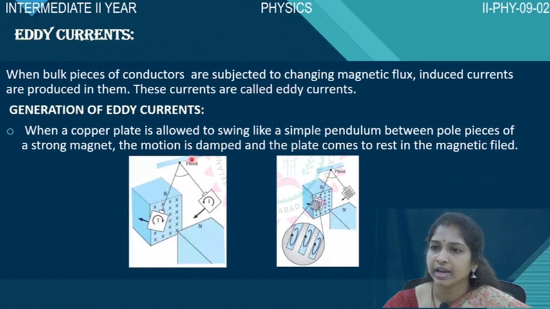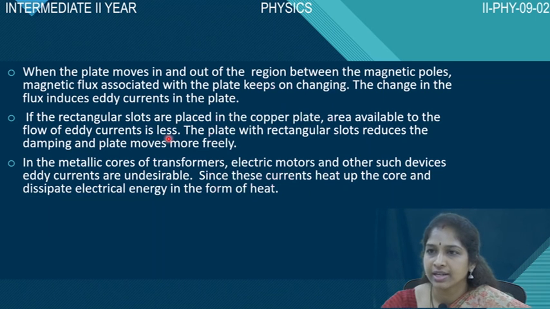In this case, the area is more, so more currents are generated, and they oppose the motion of this plate. But here the area is less, so eddy currents are less, and they cannot oppose the motion of the copper plate. So the plate can move freely in the magnetic field.